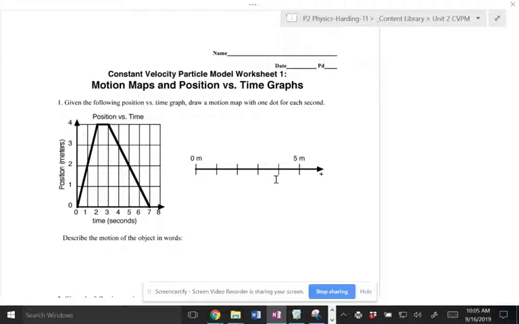I'm going to go to the next one. I'm looking up on this, I can read it. Got it, I'm reading that.